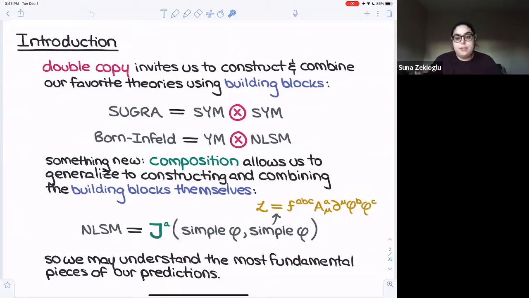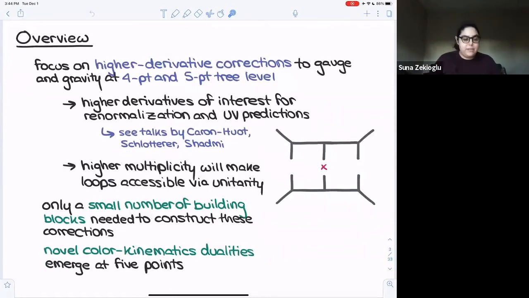Using these sorts of composition methods, we're going to try and extract the simplest, most fundamental pieces of our physical predictions, and then combine and compose them in creative and interesting ways to generate new amplitudes like higher derivative corrections. So specifically, we're going to focus on higher derivative corrections to gauge theory and gravity at 4-point and 5-point tree level, but we're going to do so in a functional graph-based way, just with an eye towards applying these ideas to multi-loop. So of course, these higher derivatives are of interest as renormalization counterterms or to EFTs or string theory.